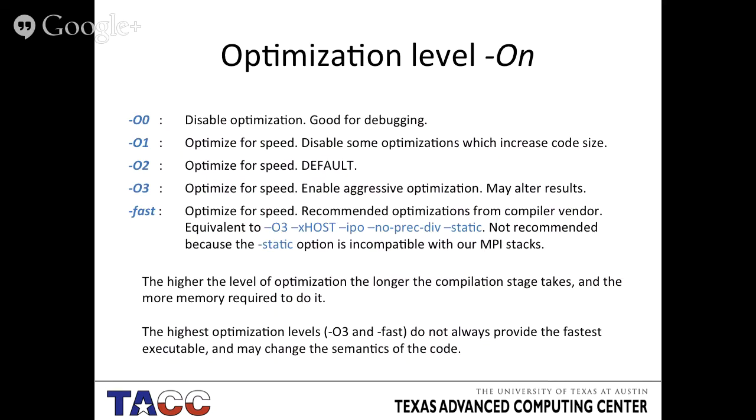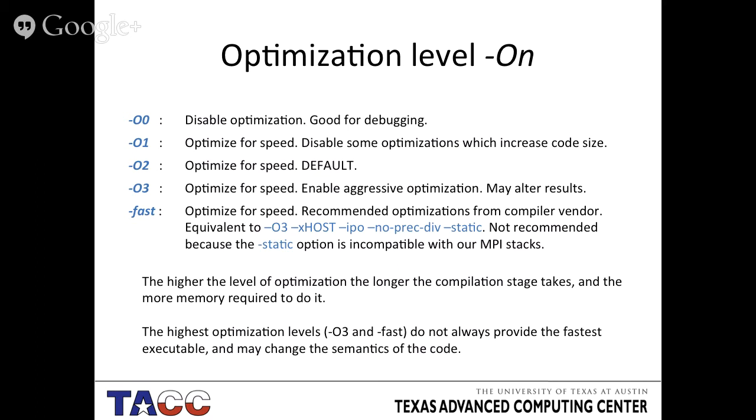Now, regarding these optimization levels that I've mentioned, O2, which is the default, and O3, which is essentially optimize for speed and enable relatively aggressive optimization. The compiler user guide will tell you that this may alter the results. In most cases, this is not the case.